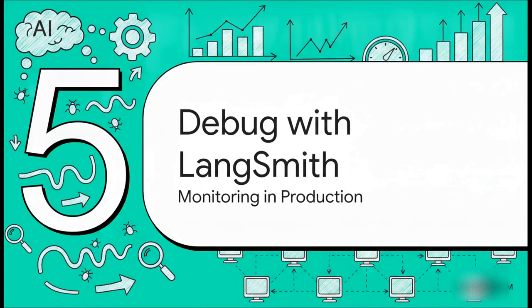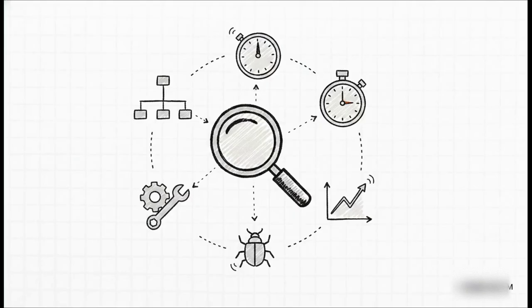Section 5. Debugging with Langsmith, monitoring the loop in production. Now, as you can probably guess, when you have an agent looping autonomously, things can and will go wrong. Infinite loops? Yeah, they are a very real developer headache. And that is exactly where Langsmith comes in.